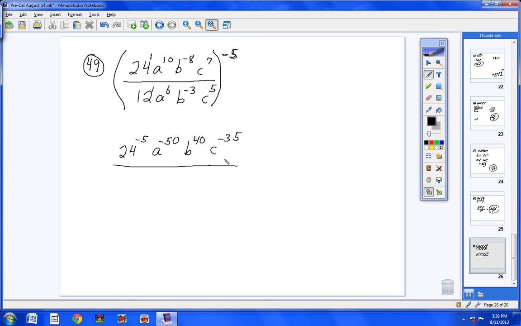Now let's talk about the denominator. We have 12 to the 1 power, so negative 5 times 1 would give me 12 to the negative 5. A to the 6 times negative 5 would be A to the negative 30. B to the negative 3 to the negative 5 power would be B to the positive 15. And then C would be negative 25, because negative 5 times 5 would be negative 25.